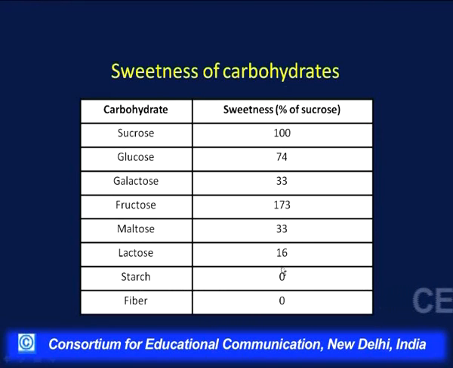Maltose is again 33. Lactose is very little sweet, which is present in milk, and the slight sweetness of the milk is due to this lactose. On this scale it comes out to be 16. So this is all about the carbohydrates which I wanted to discuss.